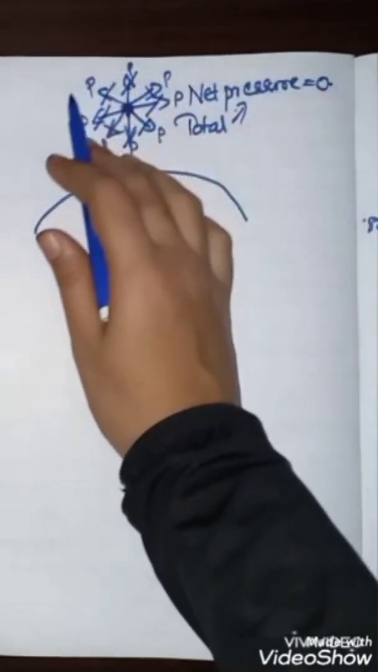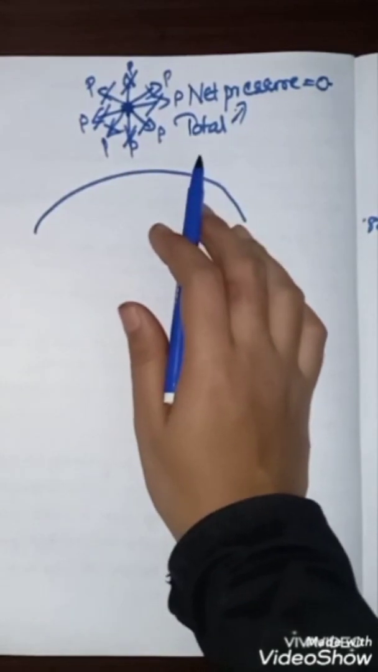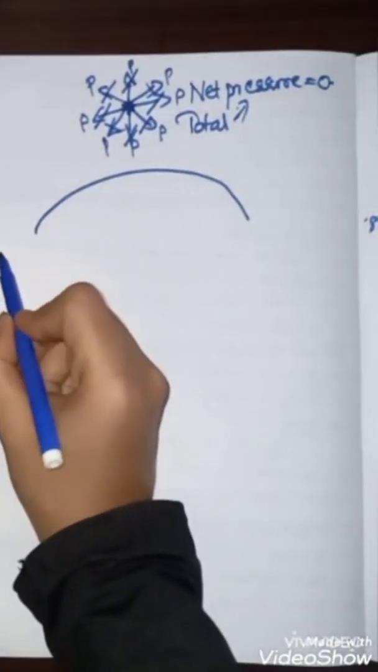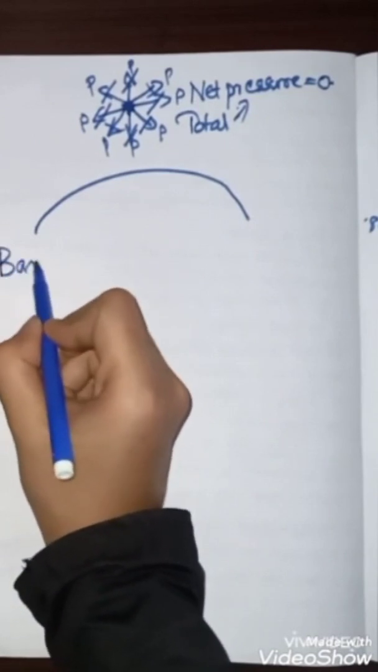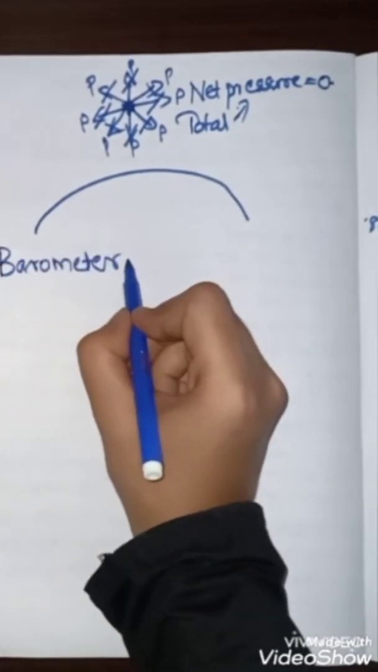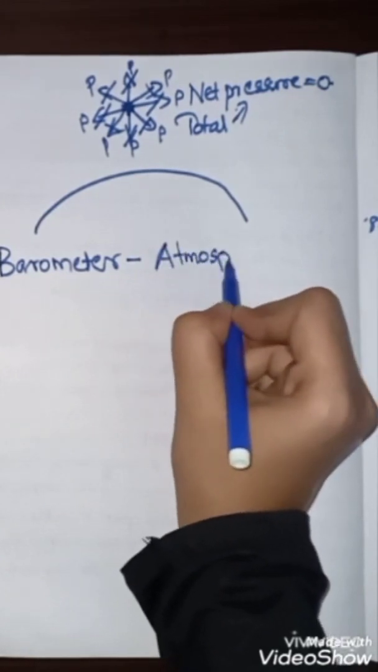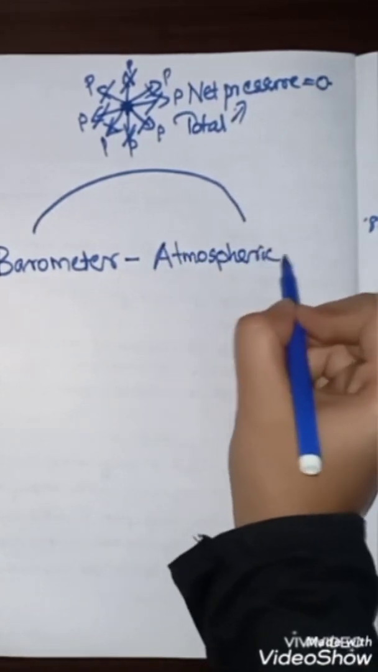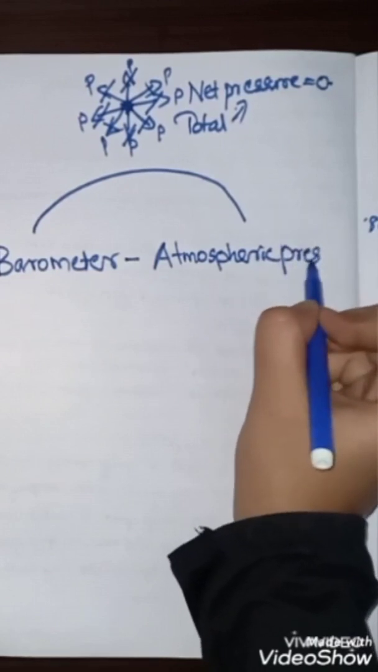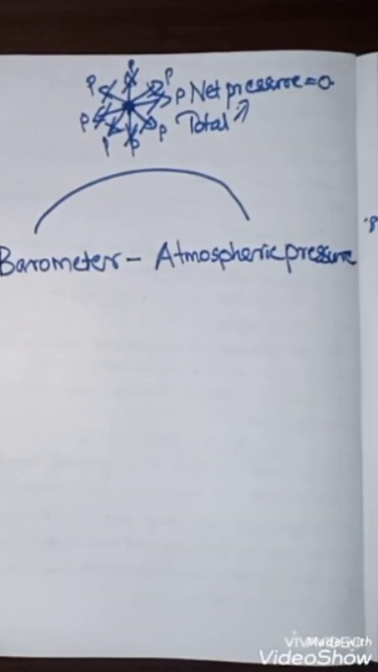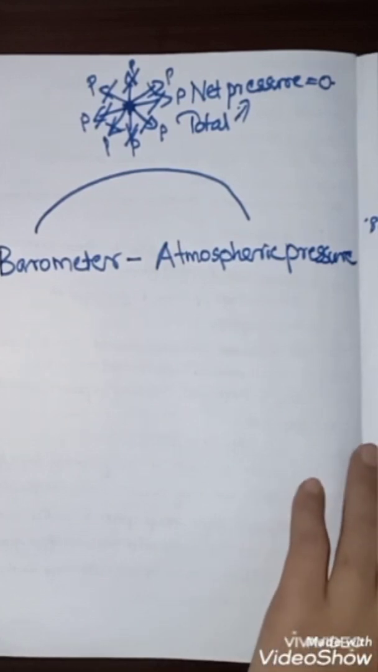Atmospheric pressure can be calculated by using a device, and that device is called a barometer. The device used to measure atmospheric pressure is the barometer. Hope you understand that. That's all about our chapter force and pressure. Hope you understand the atmospheric pressure.